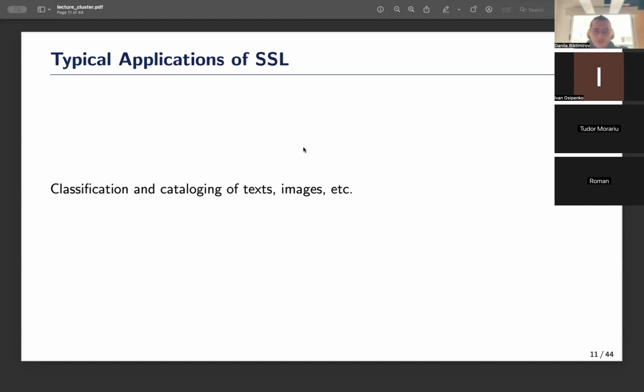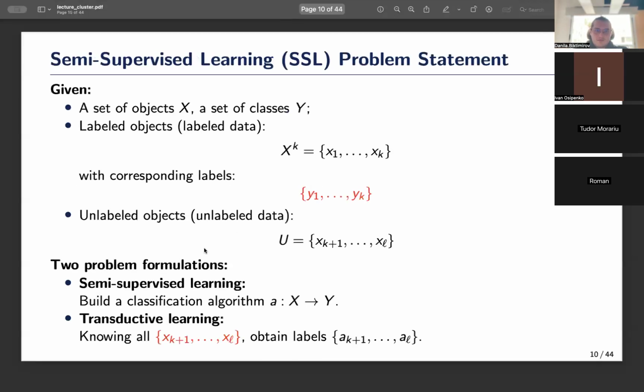There is a question: do we have a labeled dataset? We have a small part of our dataset that's labeled. So, like here, we have some set of objects X and classes Y, and we have the big amount of objects that are unlabeled, like in the previous case.